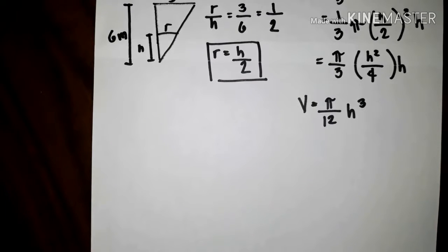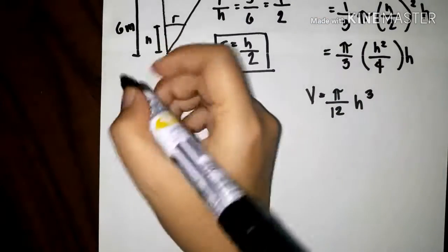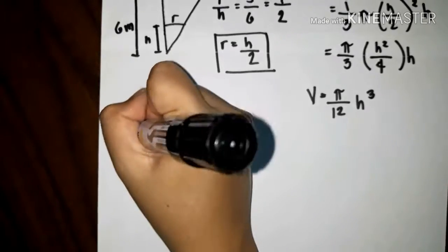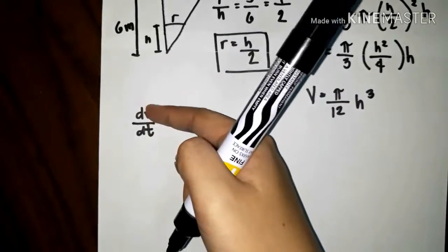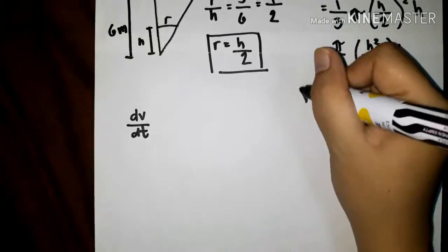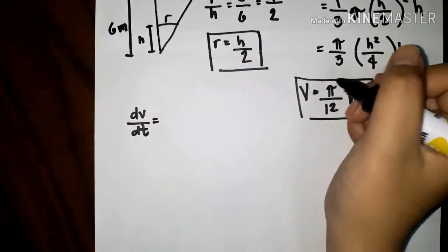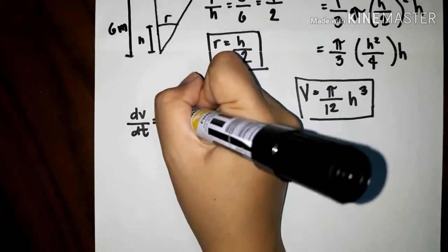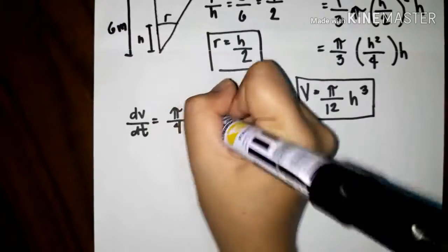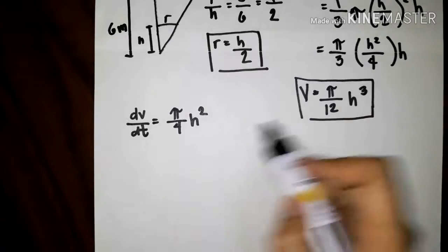Now we will start actually solving for the rate. We have dV over dt, which is the derivative of the volume with respect to time. So we need to differentiate this. The derivative of that is pi over 4 h squared. In order to get this, you just take the first derivative.